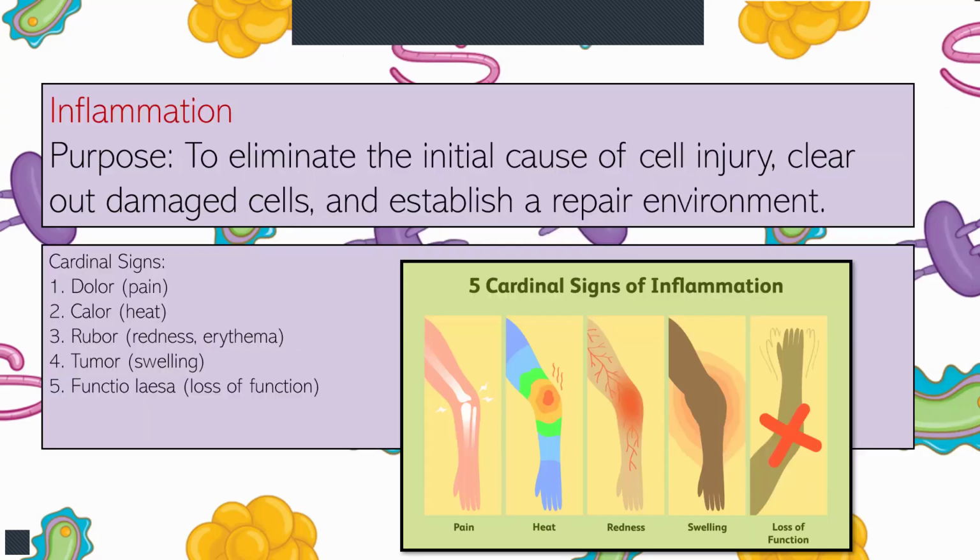There are five cardinal signs that your patient will present with and that you should look for that would indicate an inflammatory process is happening. The first is pain, the second is heat, the third is redness or erythema, the fourth is swelling, and the fifth is loss of function.